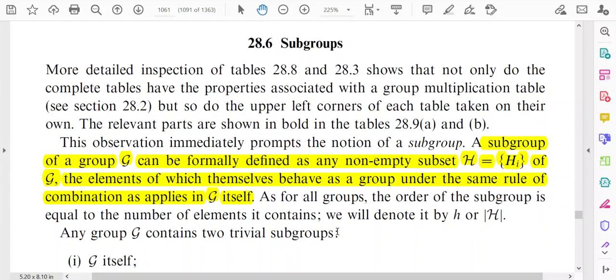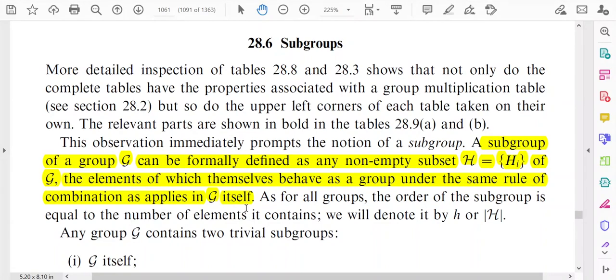So what is a subgroup? A subgroup of a group G can be formally defined as any non-empty subset H of G, the elements of which themselves behave as a group under the same rule of combination as applies in G itself.